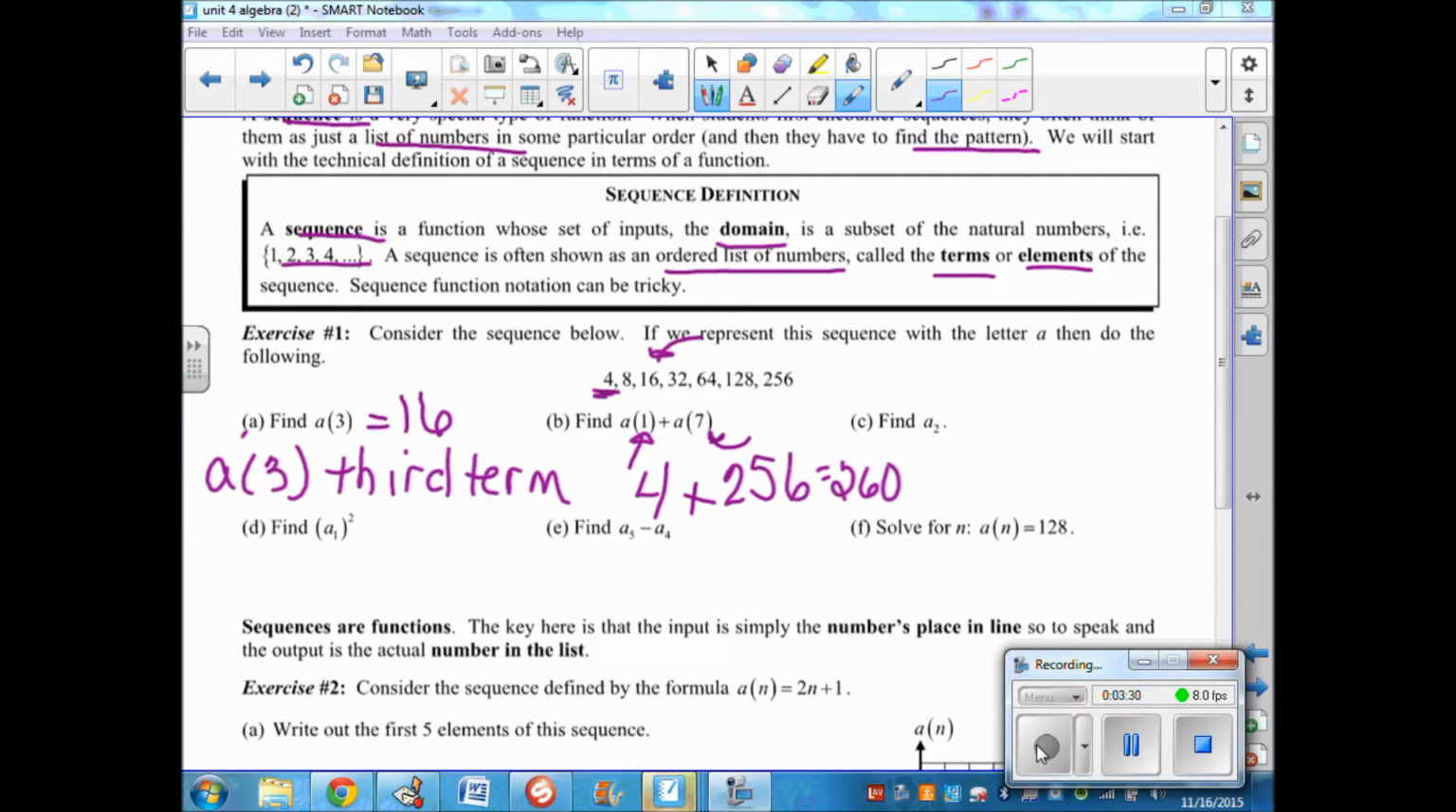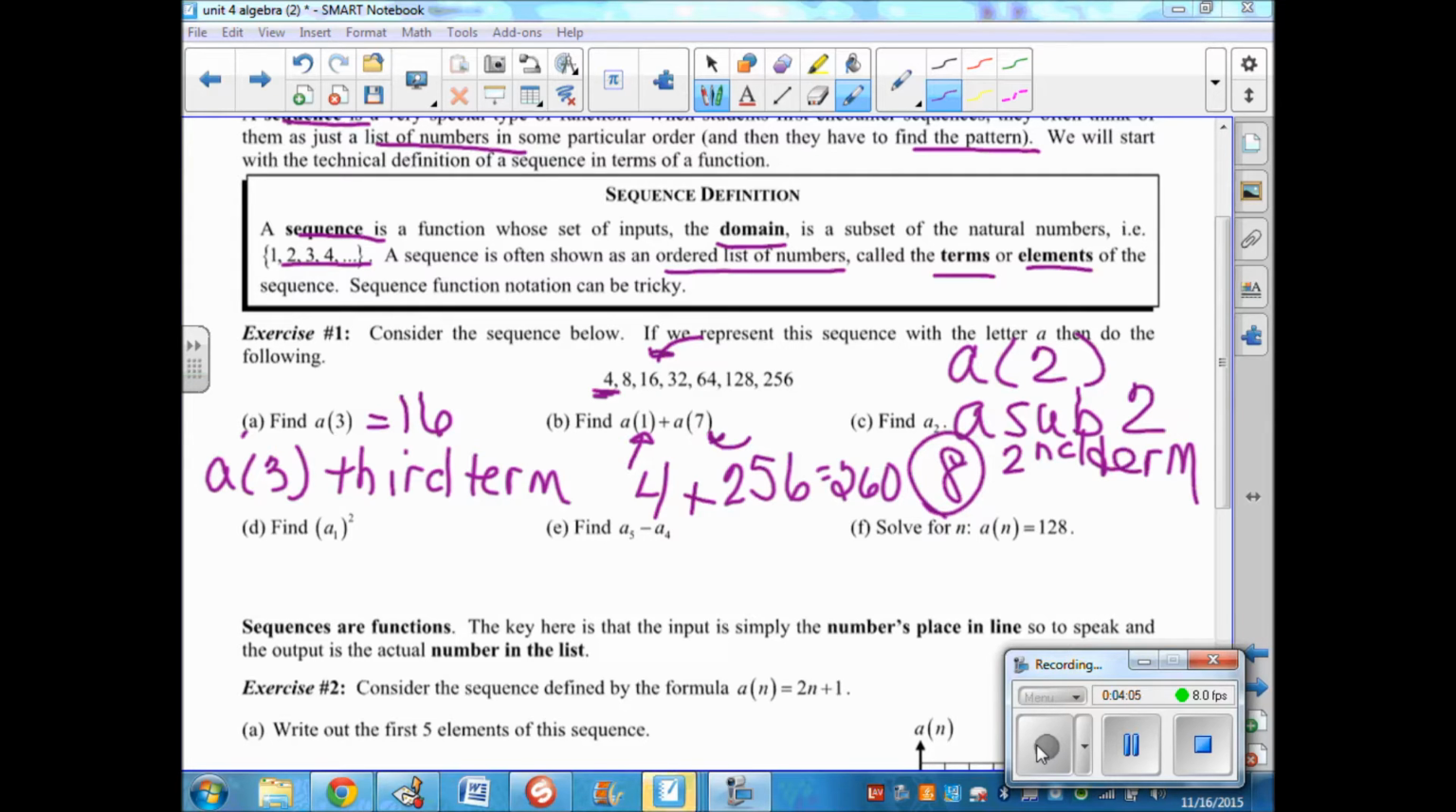Now, they could again play around with the notation. This right here, A sub 2, that's how it's pronounced, A sub 2, is the same thing as A of 2. Just different notation, and you have to be familiar with both. So A sub 2 is the second term in line. So what is the second term in line here in our sequence? It's 8.